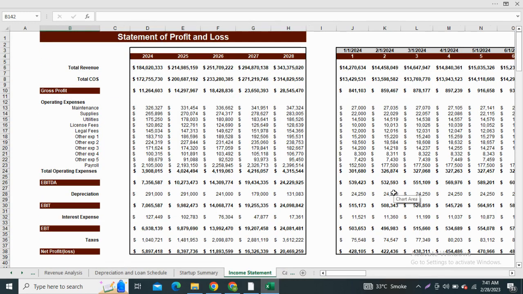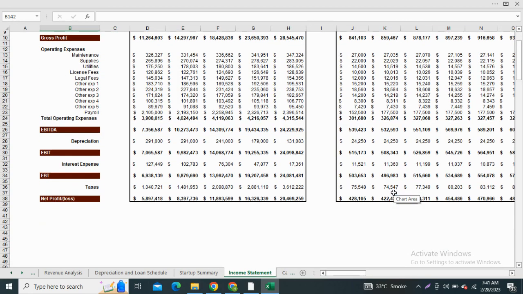Next, we have the monthly and yearly profit and loss statement. It mentions the revenue, cost of services, operating expenses, and the net income before and after taxes.